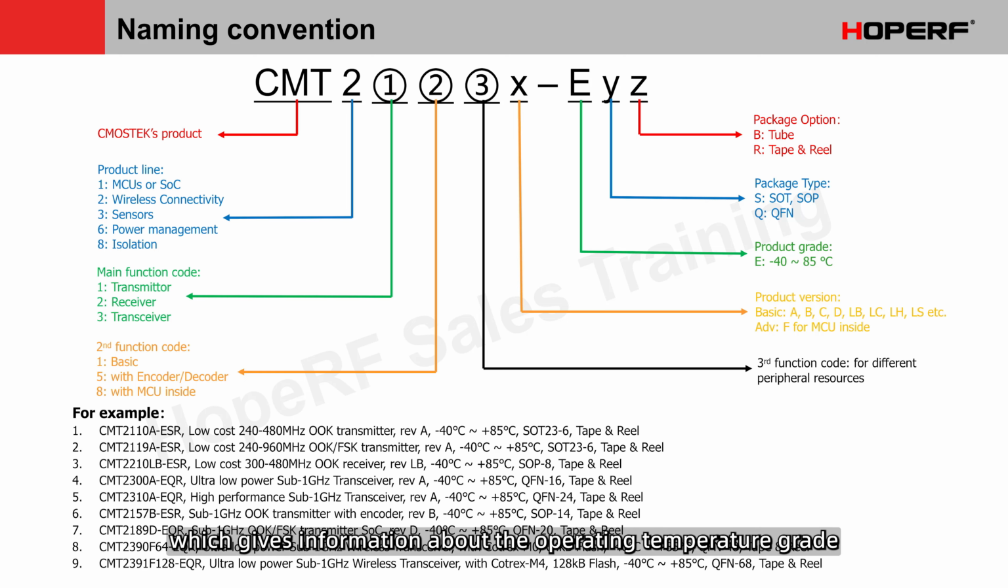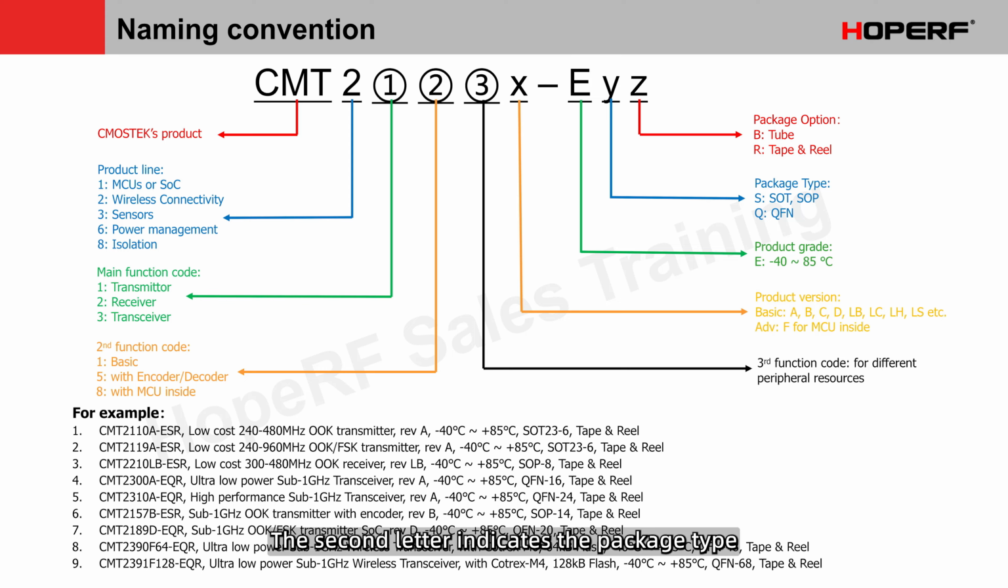Next, we have the suffix, which gives information about the operating temperature grade, the package type, and the packaging format. The first letter in the suffix indicates the temperature grade. E means the operating temperature range is -40 degrees Celsius to +85 degrees Celsius, which is what most of our chips use. So, most of our suffixes start with E.